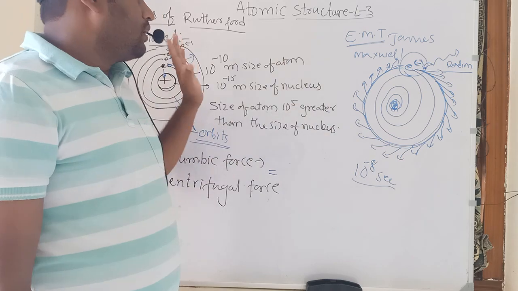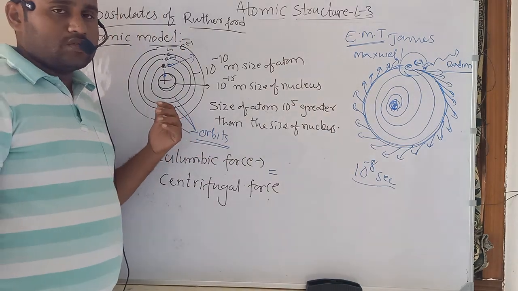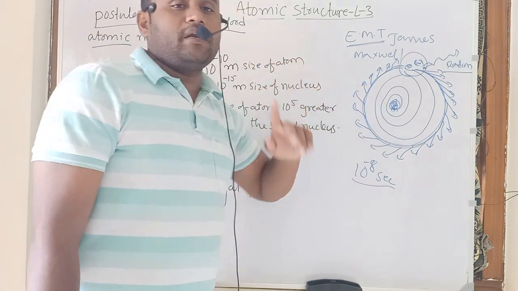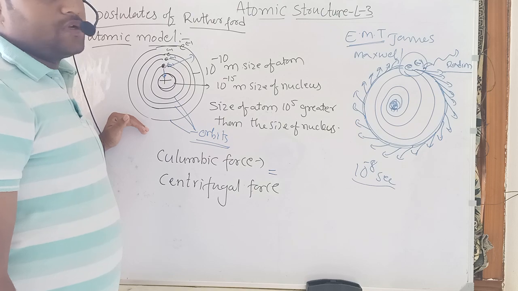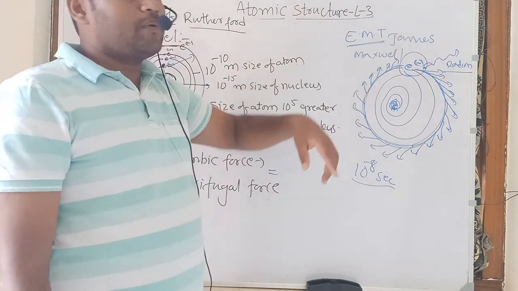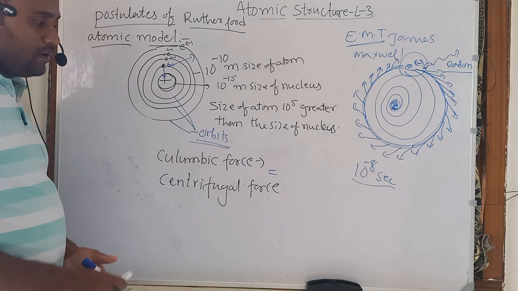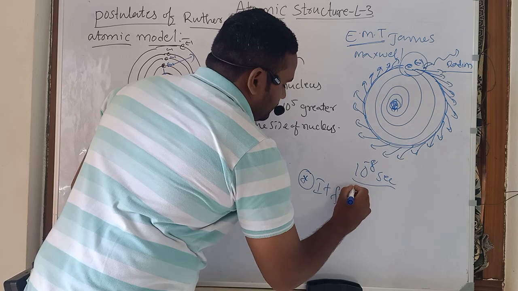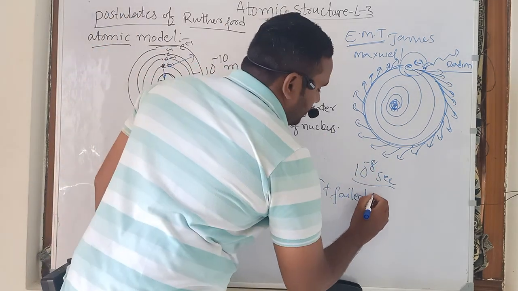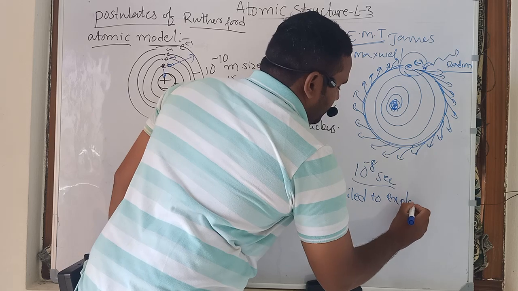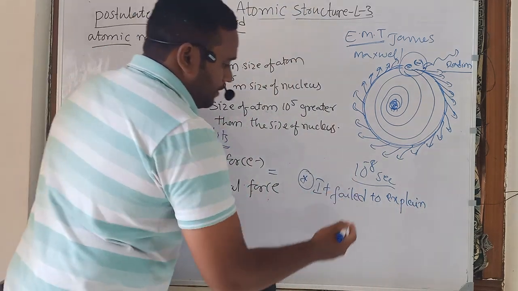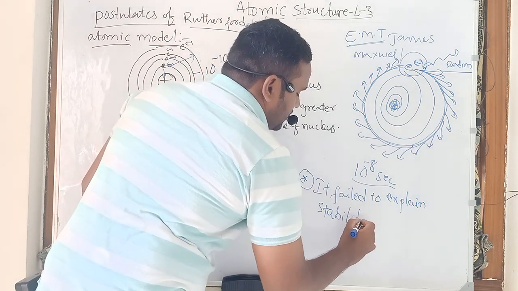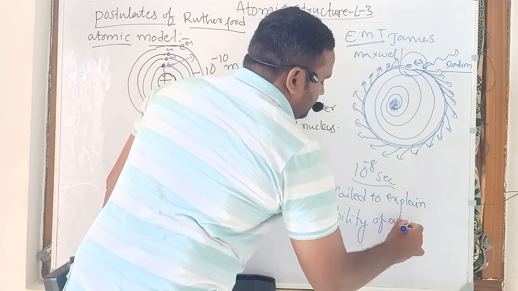Hence we can say the Thomson Rutherford atomic model also has some defects. So what are the defects? It does not explain the stability of the atom according to the electromagnetic theory proposed by James Maxwell. It failed to explain means these are the demerits. It failed to explain the stability of the atom.